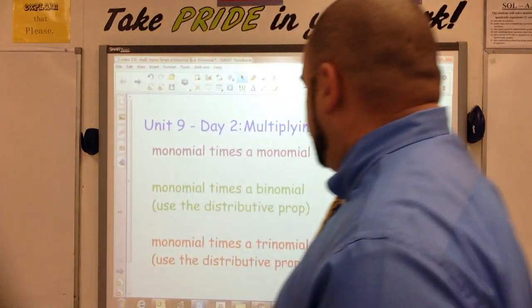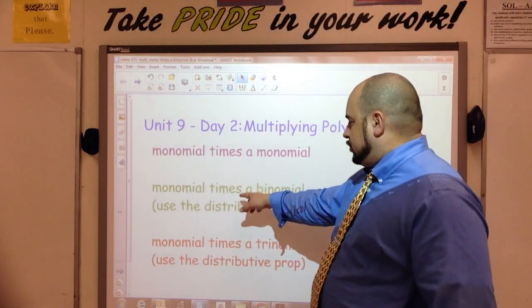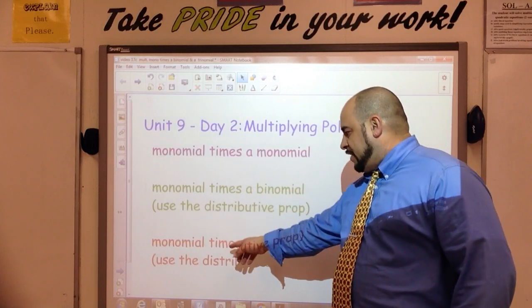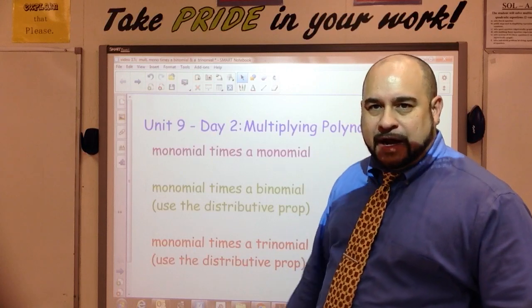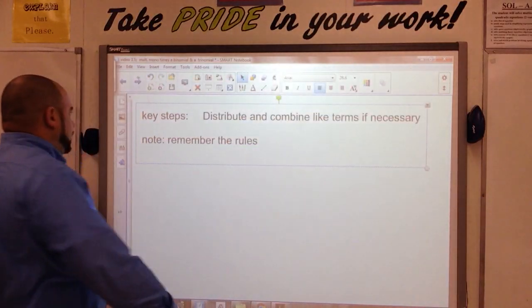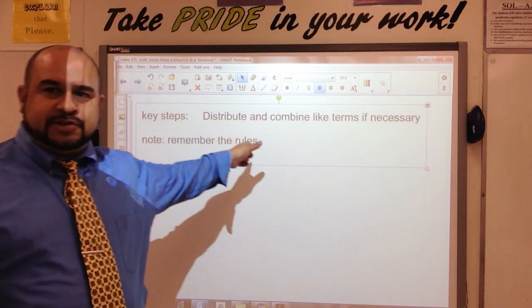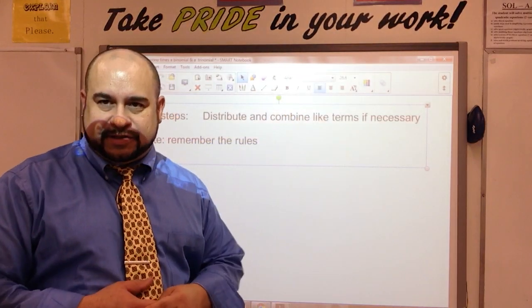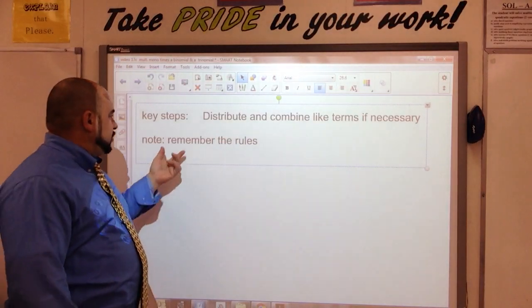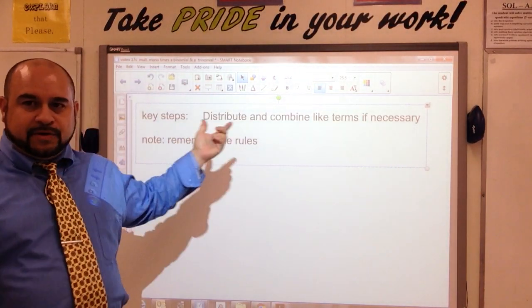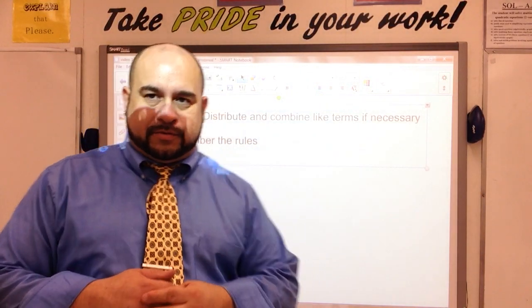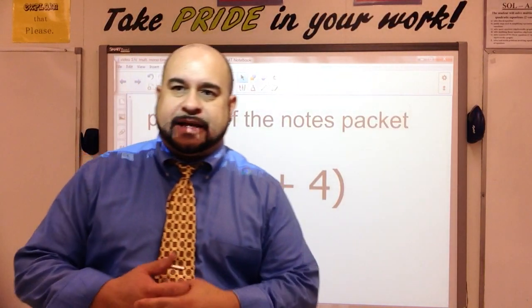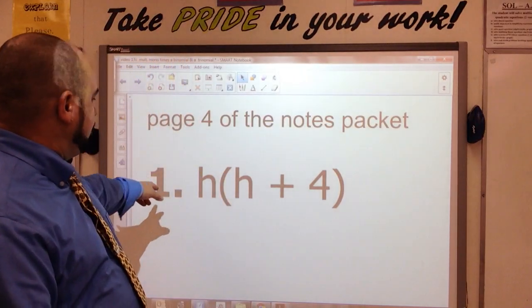So we're going to start with a monomial times a binomial, and then we'll do some later on where you have a monomial times a trinomial. The key here is to distribute and then combine like terms if necessary. Don't forget to remember the product rule. So let's go to page 4 of the notes packet. Hopefully you're there now, and we're going to do number 1.